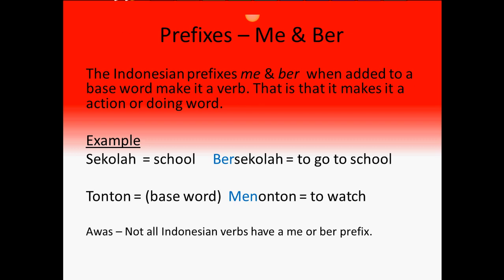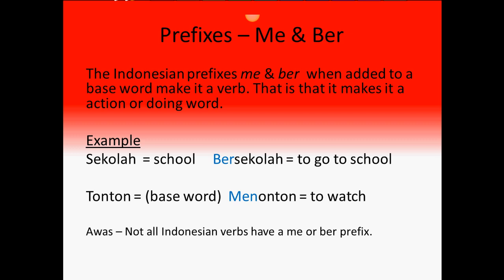So we're going to first look at the prefixes me and be. As it says there, me and be when added to a base word make it a verb. That is, it's an action or a doing word. We've got two examples here. Sekolah by itself equals school, but when we add ber to the front of it, bersekolah, it means to go to school. So it makes it a verb.